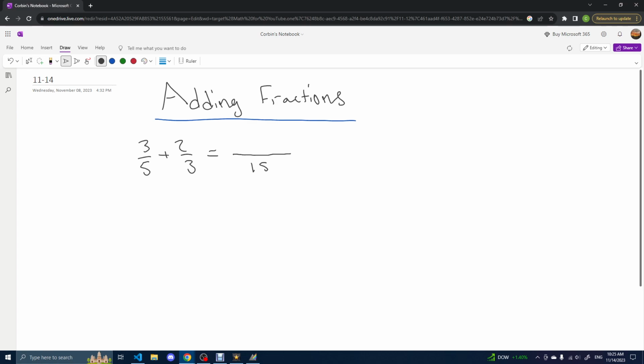And so what we're doing is we're taking 3 over 5 and we're multiplying the top and the bottom by 3 over 3 to get it into the form of 15. So here we get 9 over 15, and then we do the same with 2 over 3, but now we multiply by 5 over 5. And the reason we can do this is because 5 over 5 can be simplified to 1. So we're not really changing the values here at all. We're just changing their base, their denominator. And so 5 times 2 is 10.